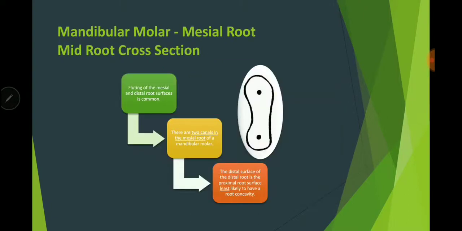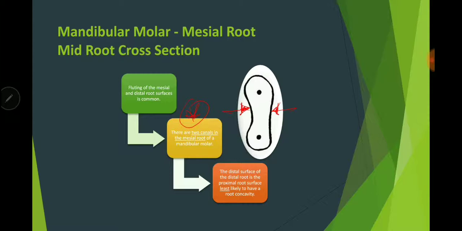Mandibular molars, the mesial root cross section. Okay, so you have the fluting of the mesial and distal root surfaces, which is very common. And so fluting is having concavities with some linear depressions. Okay, there are 2 canals in the mesial root of a mandibular molar. 2 canals in the mesial root, and the distal surface of the root is the proximal root surface least likely to have root concavity. Okay.